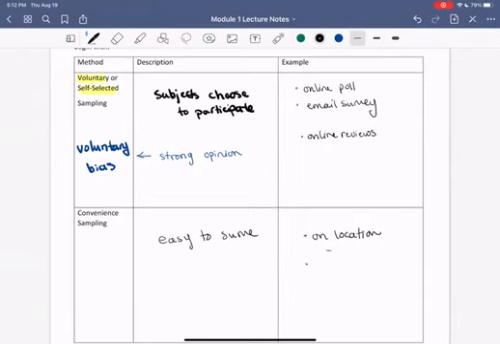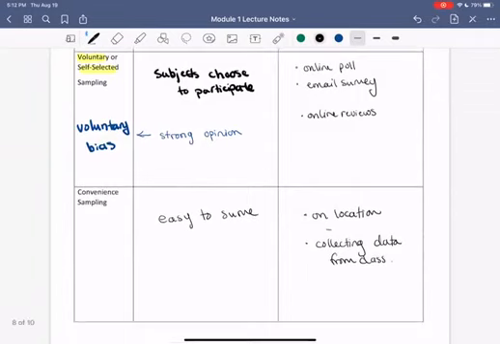It could also include collecting data from a classroom. Maybe we only ask students in our class certain questions or collect data on them. So that right there is just obtaining data on people who are convenient to do so. Another example is just collecting data on your friends, say, or family.